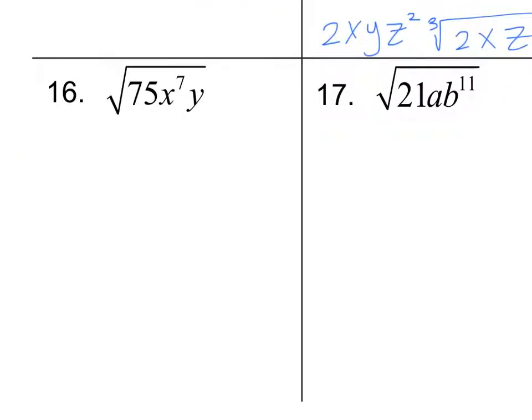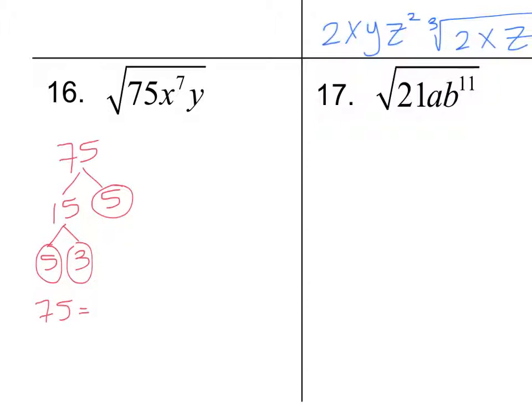Square root of 75, x to the 7th, y. Now, as you all know, 75 is basically 15 times 5, and 15 is 5 times 3. So we can write 75 as 5 times 5 times 3, which is 5 to the second times 3. So I can rewrite this radical as 5 to the second times 3 times x to the 7th times y.